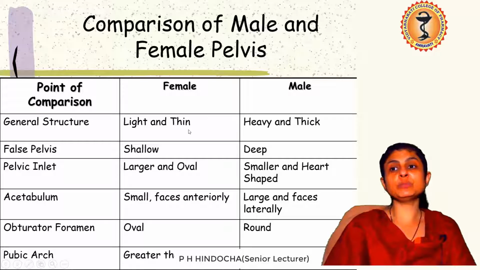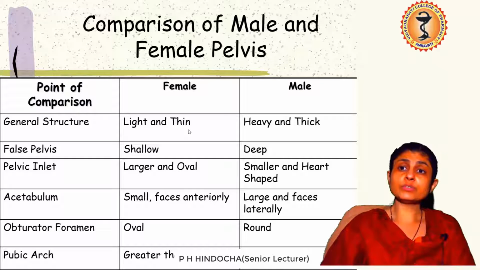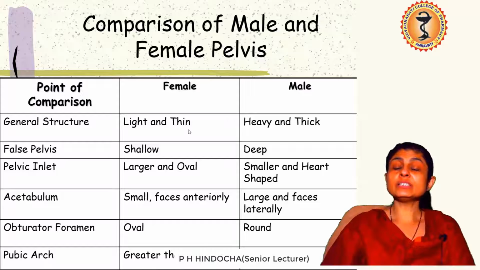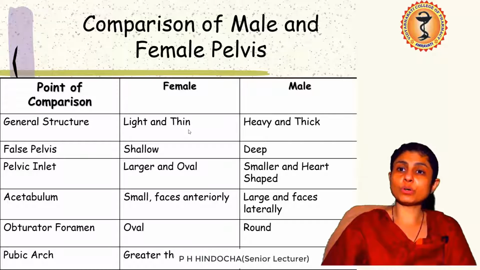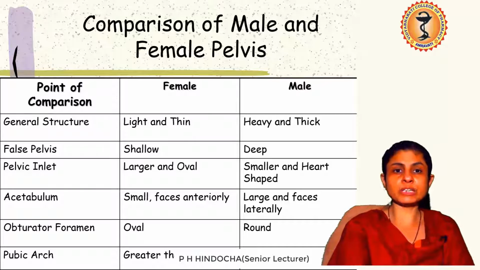Comparison of male and female pelvis. Suppose we have a skeleton which was buried underground long back, and on its removal we need to identify whether that person when alive was a male or a female. We can easily distinguish between a male and a female skeleton on the basis of these pelvic bones. What is the difference that marks it as male or female?